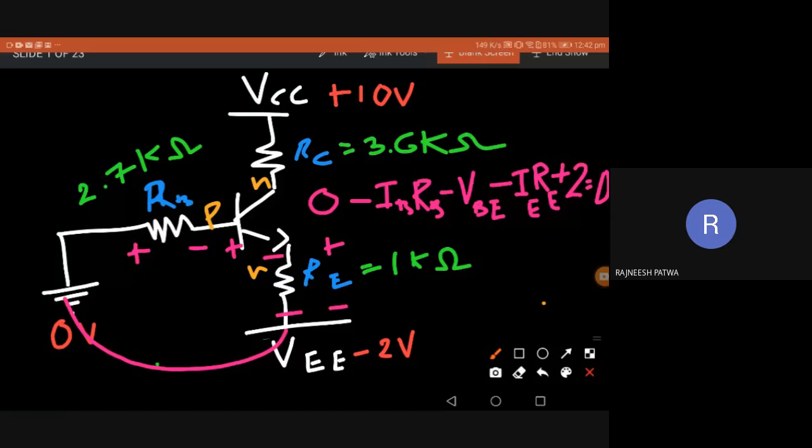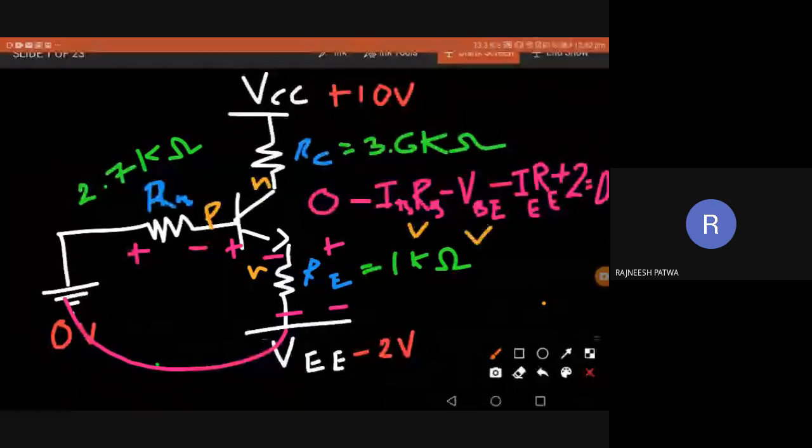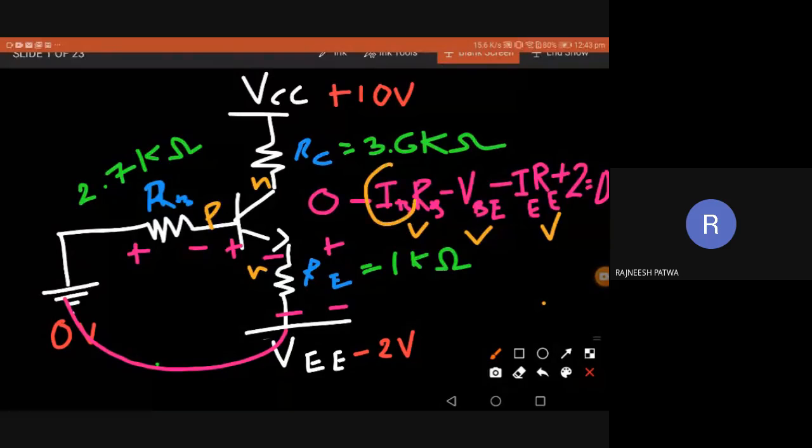Now we can see what all things are given. RB is given, VBE we know, RE is given, right? So what all things are missing? IB is missing and IE is missing.